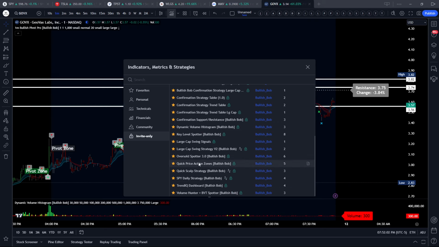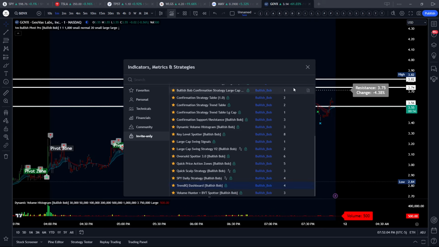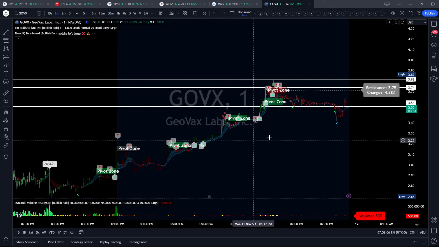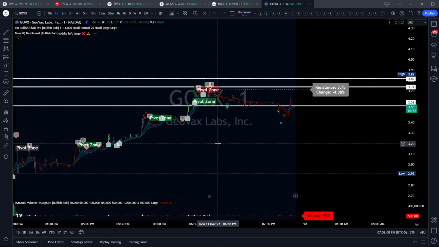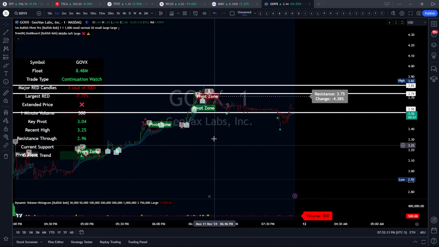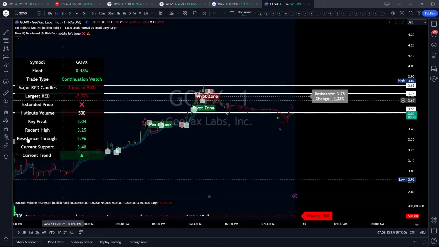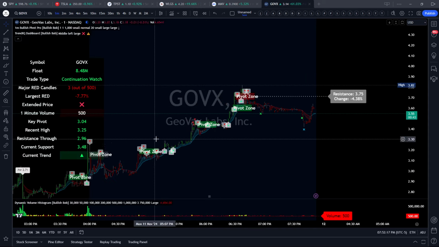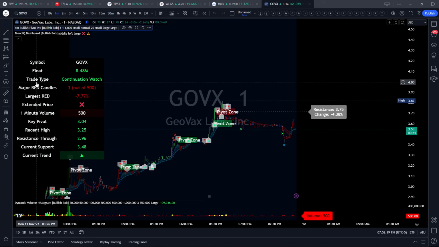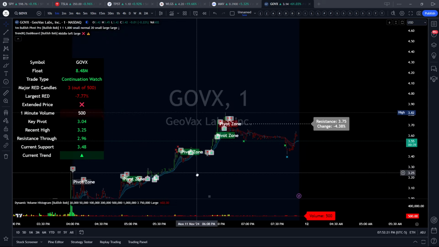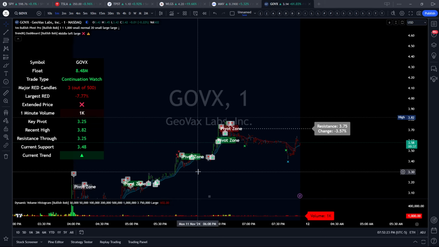And again, if I'm looking at something like this, if I pull up the Trend IQ, which is one of our indicators that we have available, here's a Trend IQ dashboard. I'll pull this up. And this will tell me if this is continuation or if this is scalp worthy, right? So if I'm determining, is this going to be a scalp opportunity or a continuation type trade? You can see right here, the trade type, continuation watch.